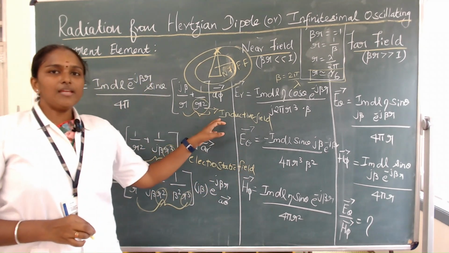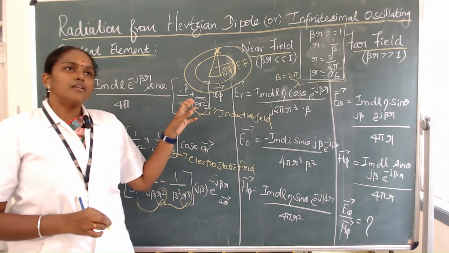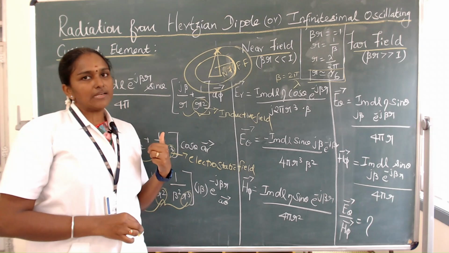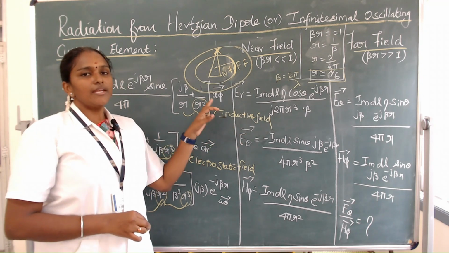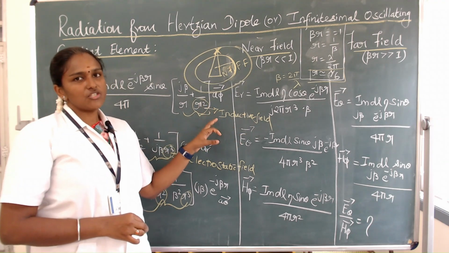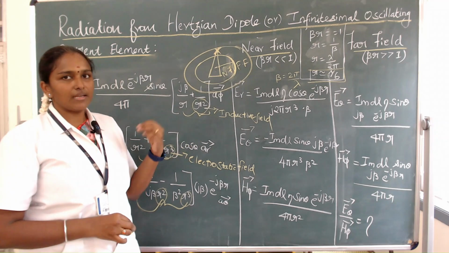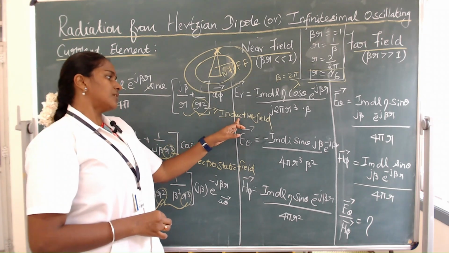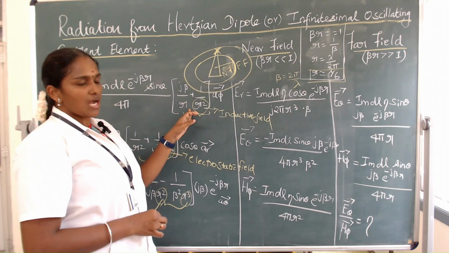The inductive field is a field generated by the antenna due to the reflections coming back to the antenna. That is called the inductive field. The inductive field is all about the reflections coming back to the antenna and loading the antenna. That particular field is indicated by the term 1 by r square.